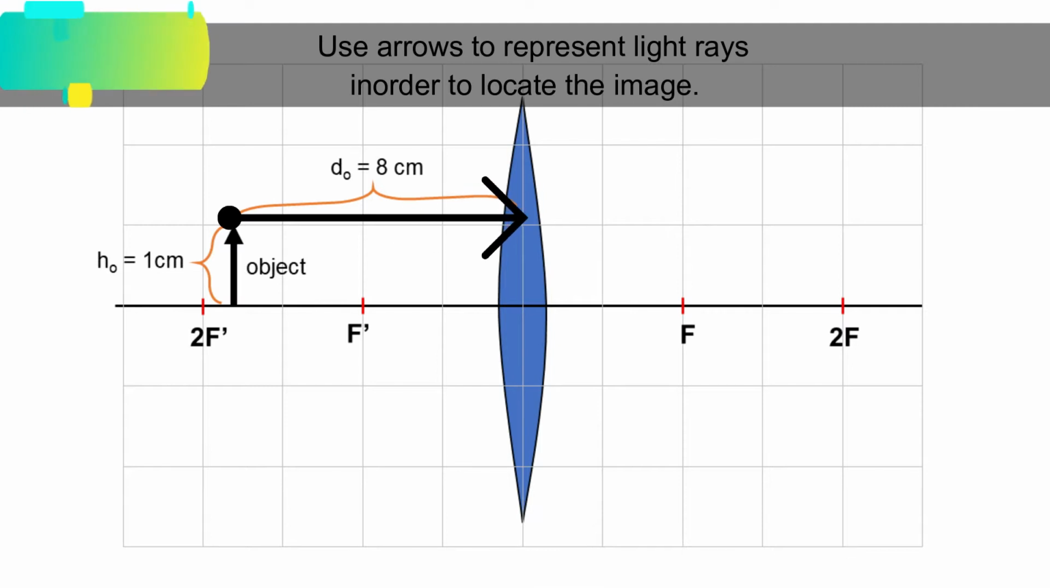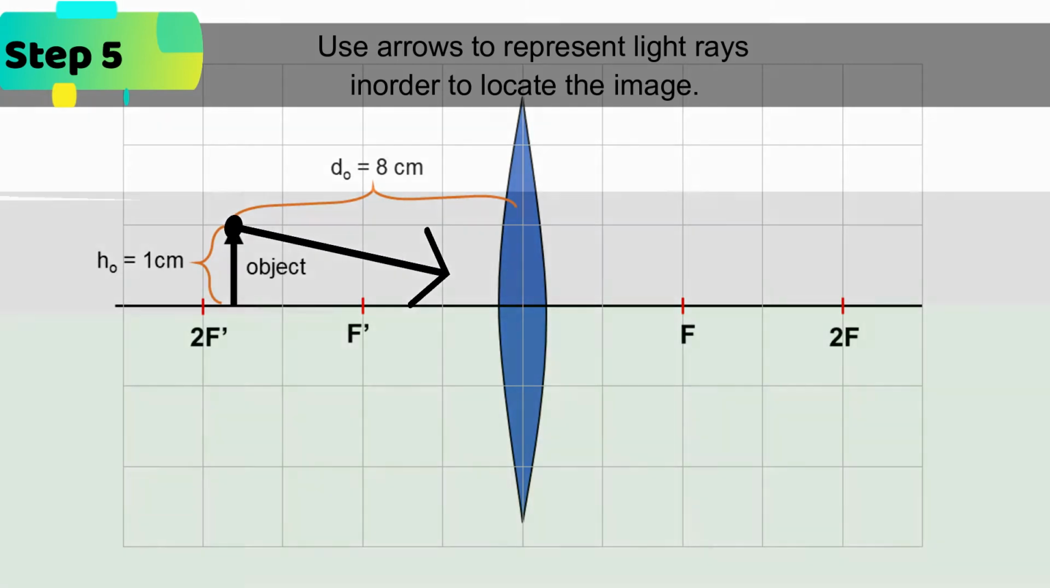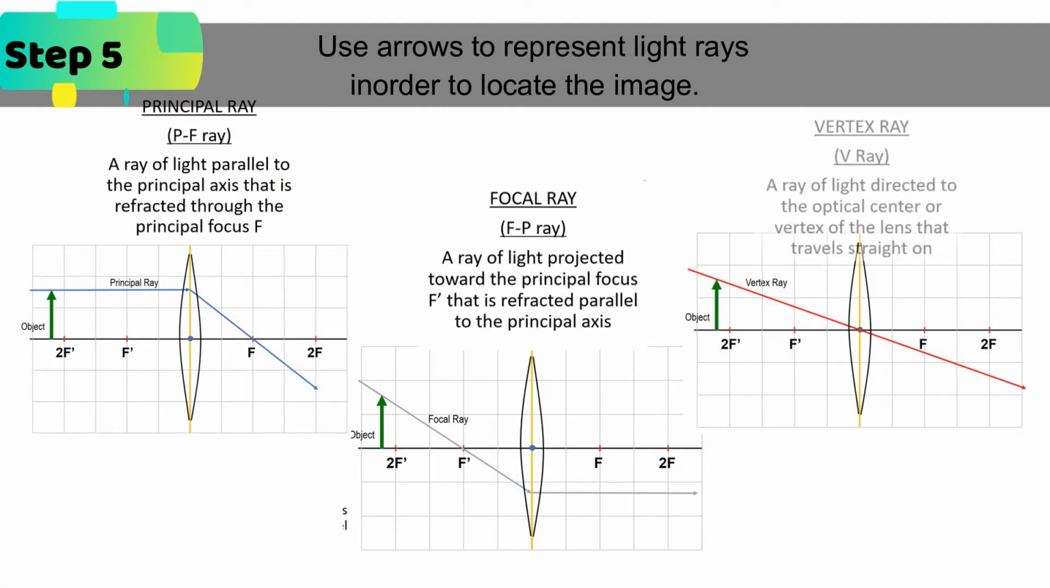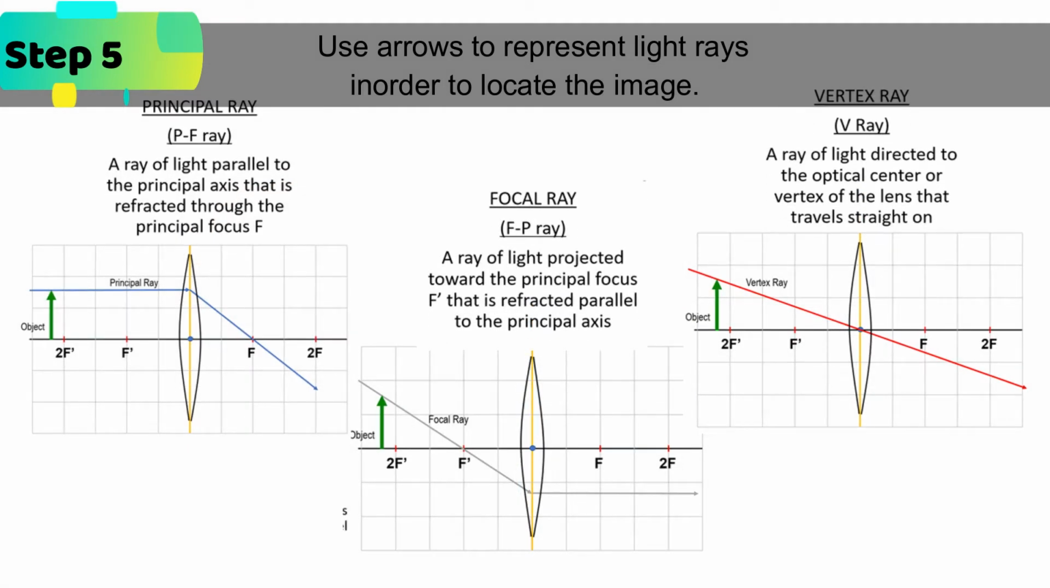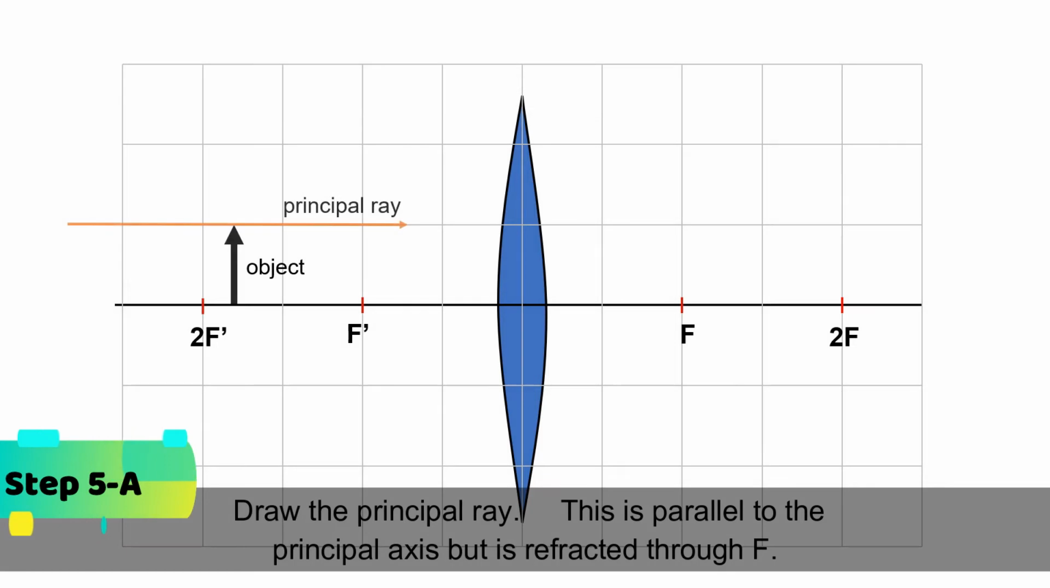We move on by representing light rays using arrows to show how the light is refracted. Although there are many possible rays that we can use, 3 rays will be enough. We shall be using the principal ray, the focal ray, and the vertex ray. To draw the principal ray, we create a line that is parallel to the principal axis.